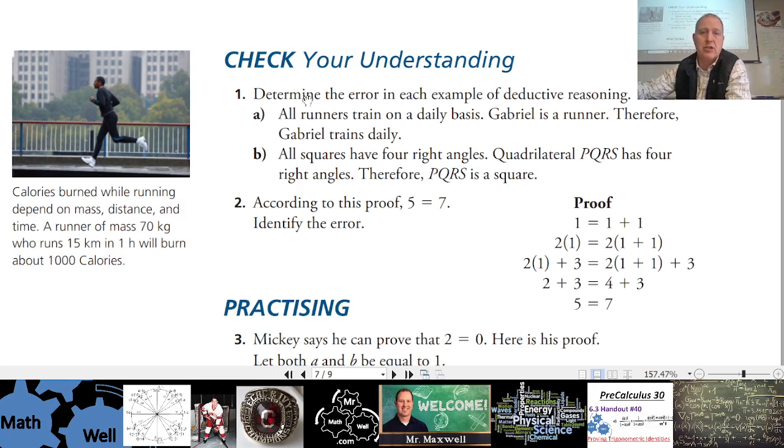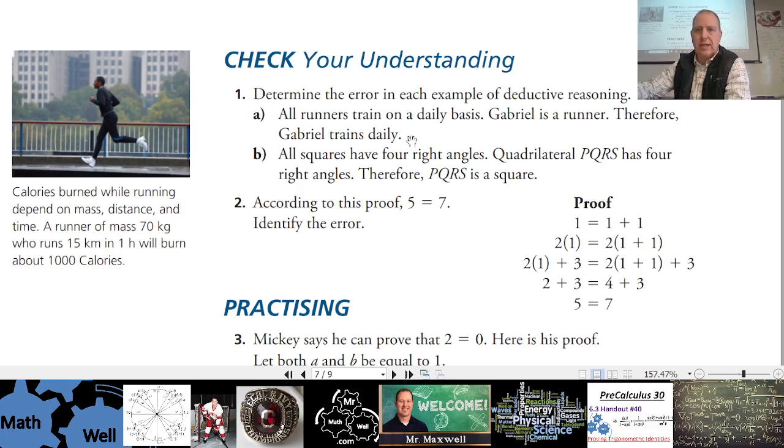Number one, determine the error in each example of deductive reasoning. There are three statements here. The first one is the assumption or the premise: all runners train on a daily basis. The second says Gabriel is a runner. And then, therefore, the conclusion is Gabriel trains daily. Now, what's the problem with that one?